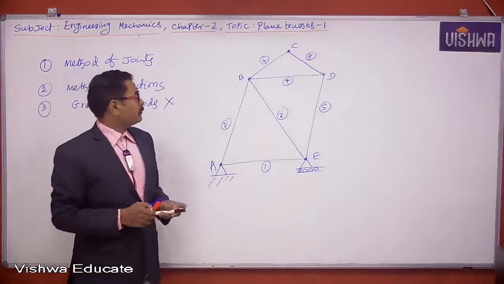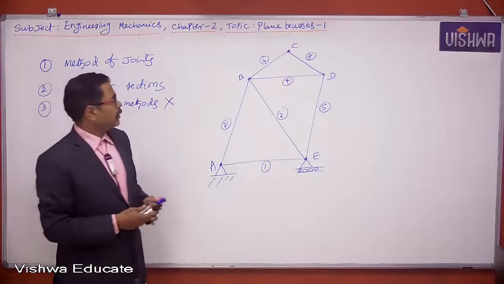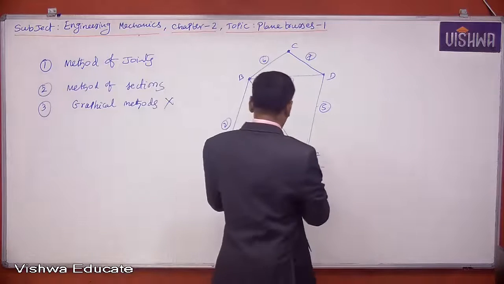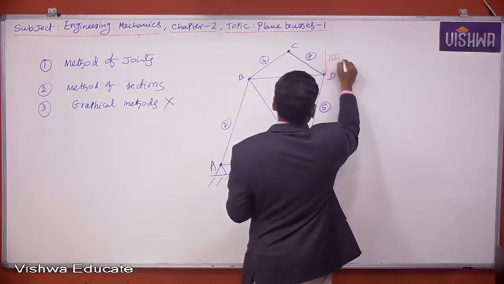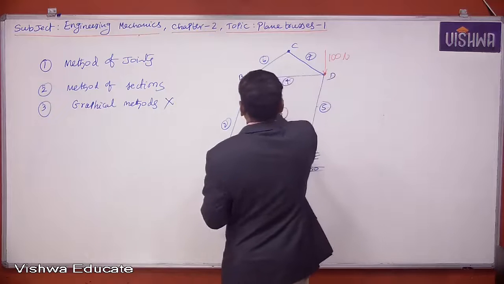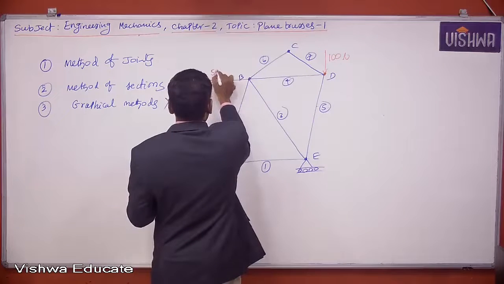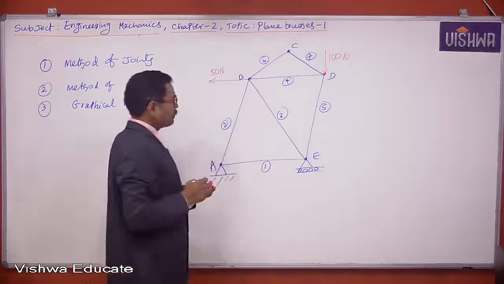Observe joint C. Somewhere here load is applied. So here a load of 100 newtons is applied, and maybe here a load of 50 newtons is applied, right?